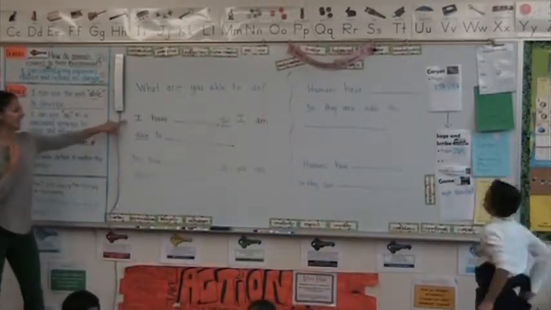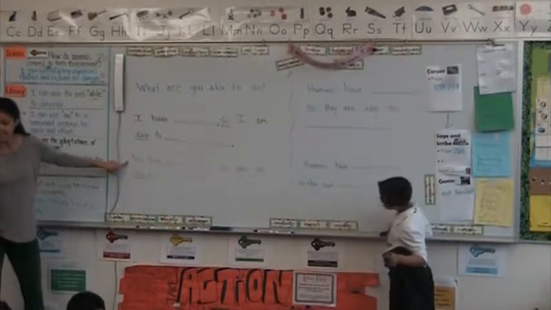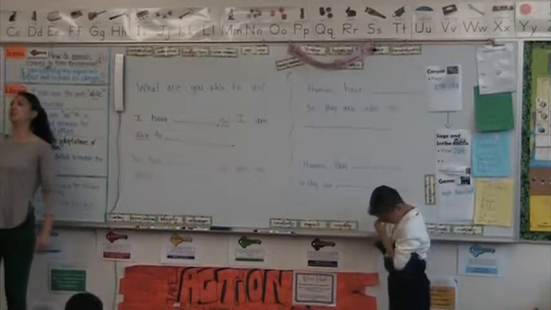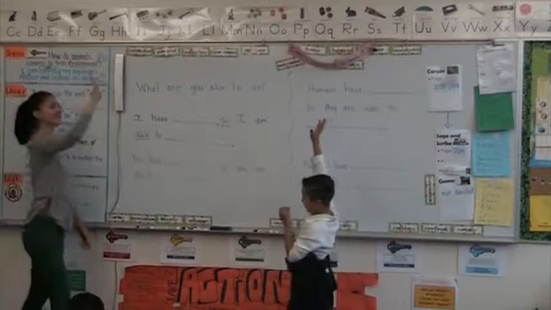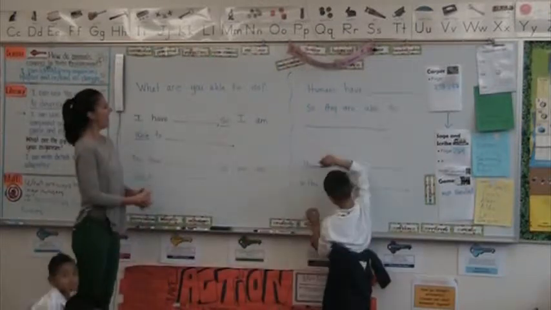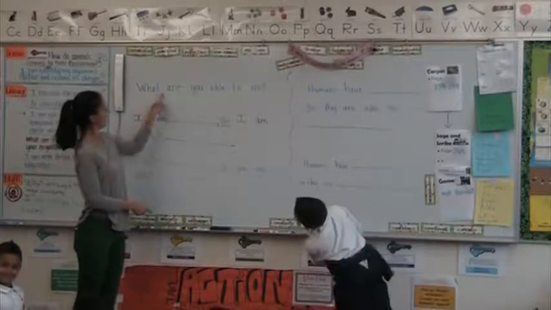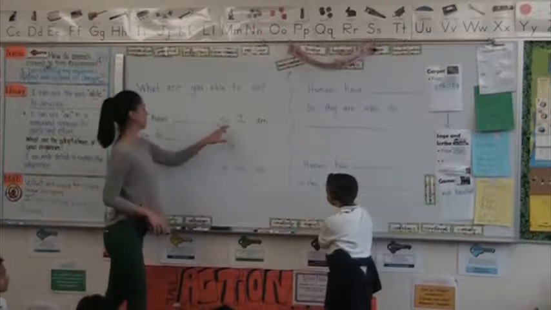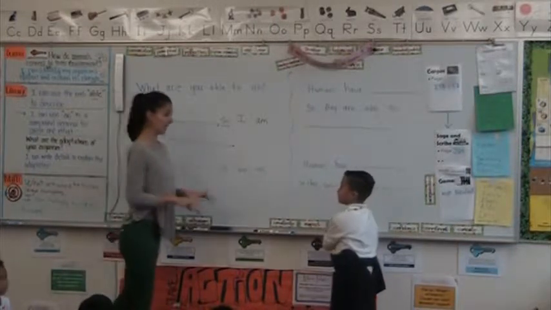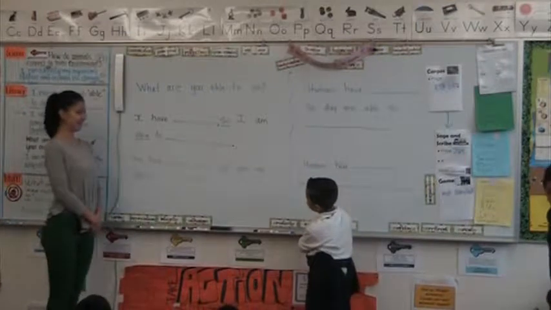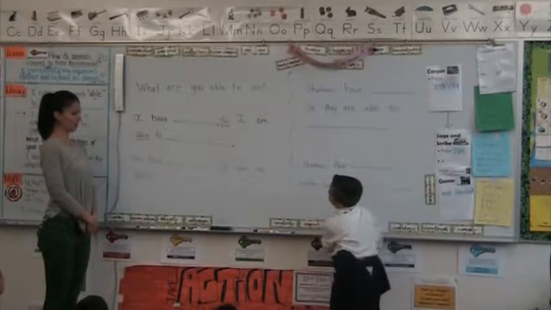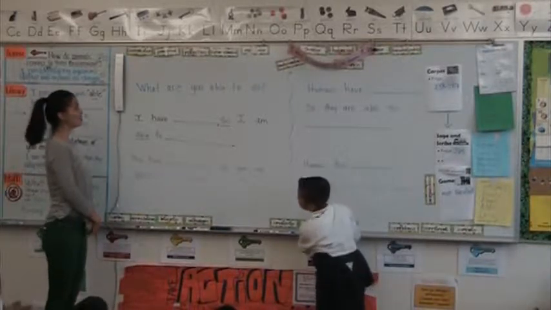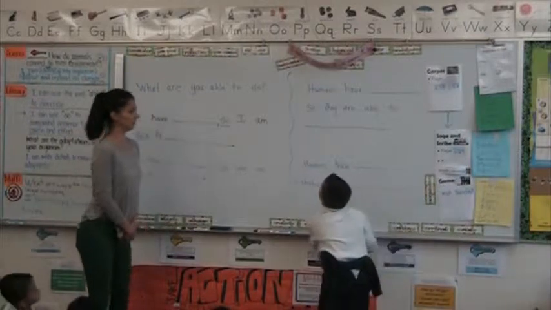Remember yesterday, after we said that, we restate what our partner said. Okay, Giovanni, hand up. Hi, Michelle. Hi, Giovanni, can you ask me the question? What are you able to do? I have fingers, so I am able to play the piano. You have fingers, so you are able to play a piano. Very nice, thank you. Giovanni, what are you able to do?